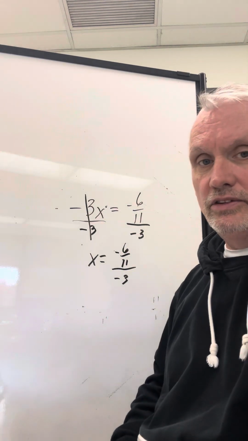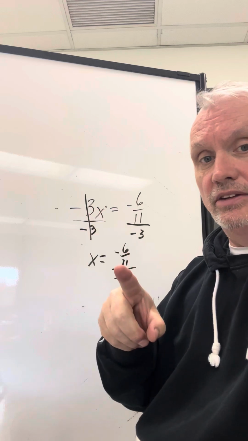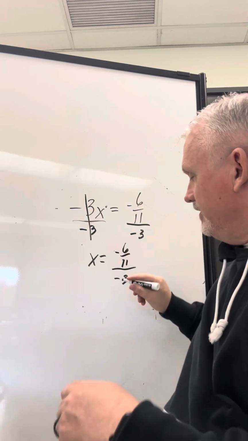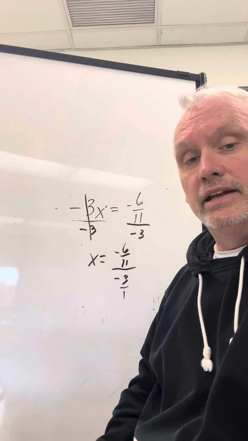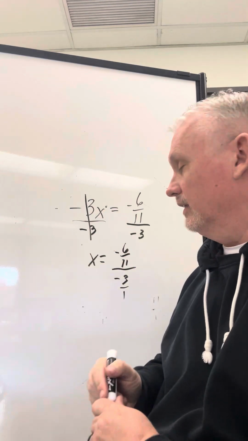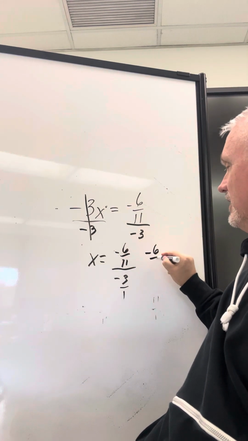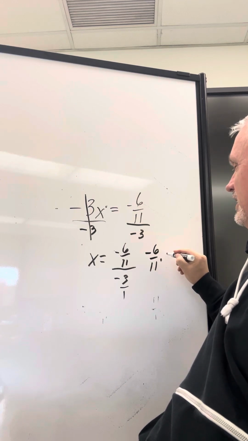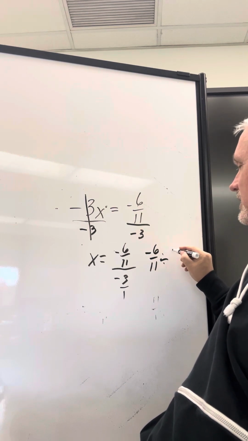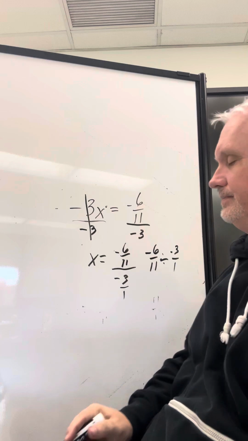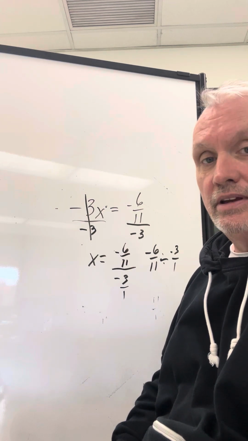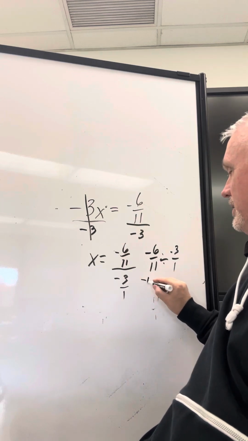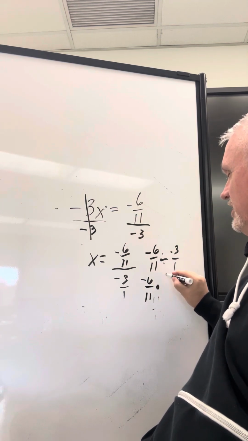Well, now that goes into what we talked about in the previous sections. Now I'm going to make this a fraction. -3 you can make as a fraction. Now I'm just going to write this out horizontally. So I have -6/11 times, or divided by, not times, -3/1. Keep, change, flip.